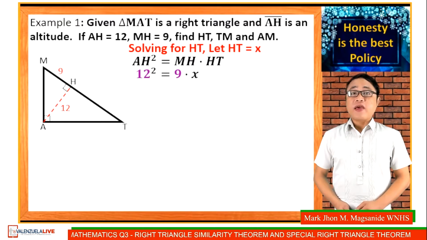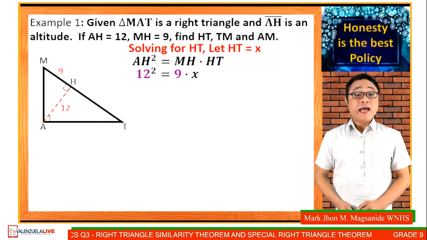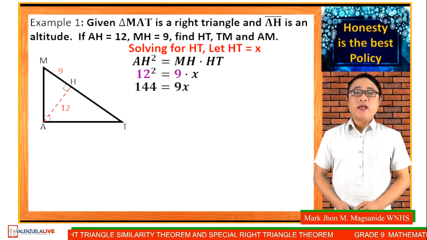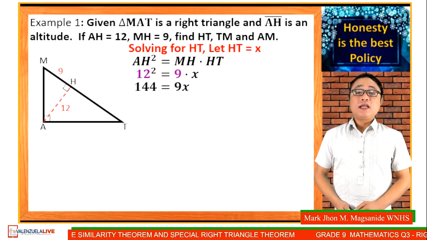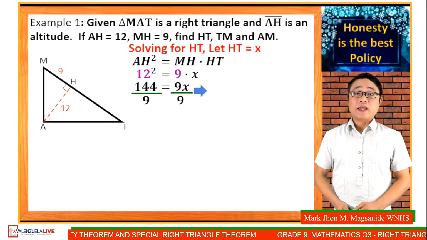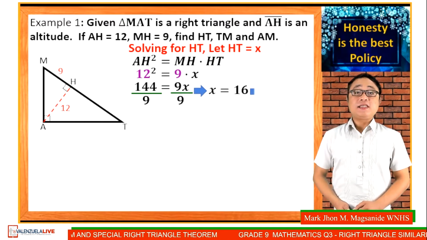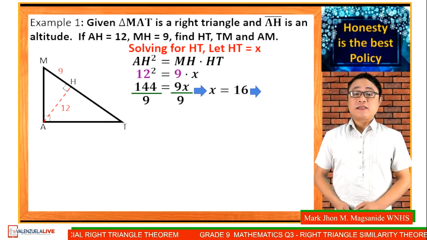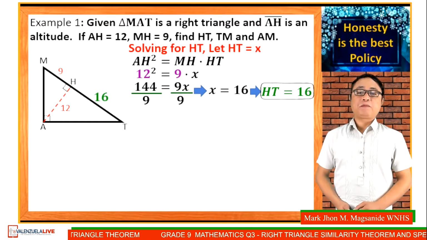The length of AH is 12, the length of MH is 9, and HT is X. The square of 12 is 144, and 9 times X is 9X. Divide both sides of the equation by 9, we get 16 is equal to X. And by symmetric property, X is equal to 16. Since HT is equal to X, hence HT is equal to 16.